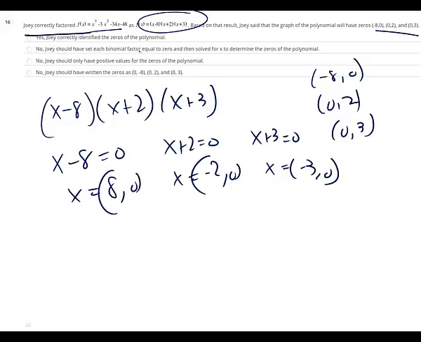No, Joey should have set each binomial factor equal to 0 and then solved for x to determine the zeros. Does that one look right? Yeah. Possibly. Let's keep going to make sure. No, Joey should only have positive values. Is that true? No. Okay. No, Joey should have written the zeros as 0, negative 8. Is that right? No, it's even further wrong. So it's got to be this one here. No, Joey should have set each one equal to 0. Okay? All right. Adriana, which one do you want to see?